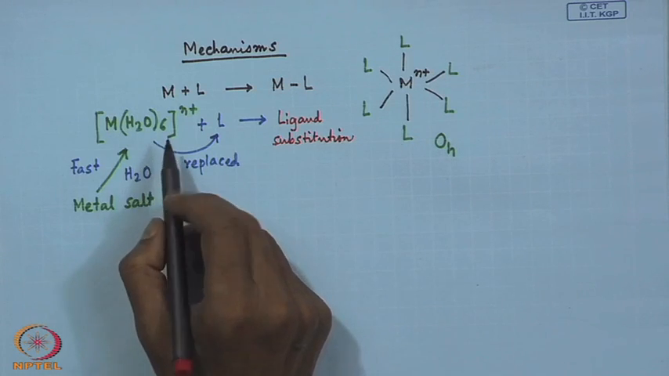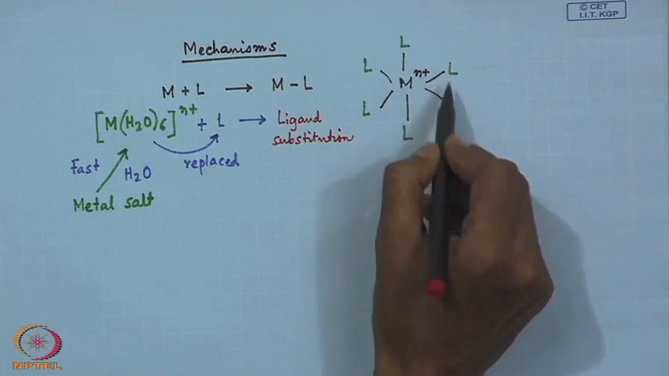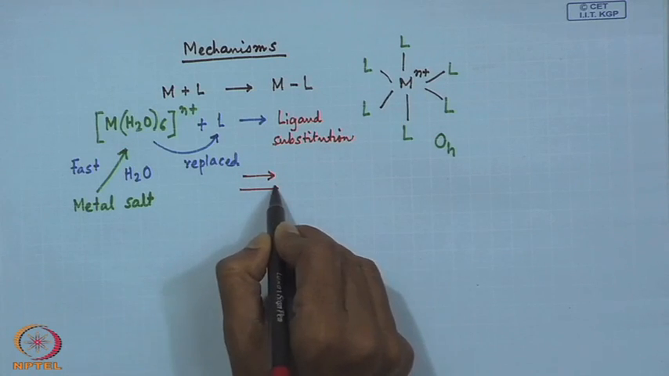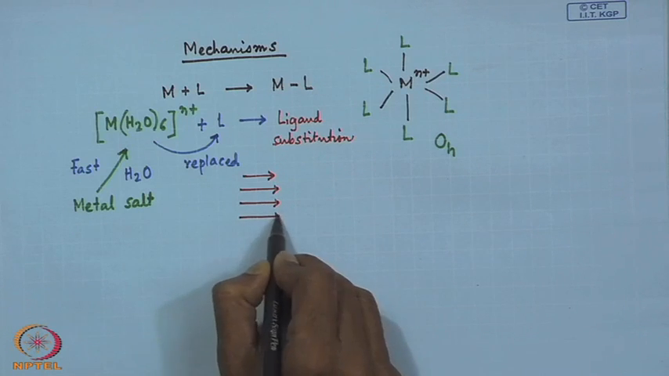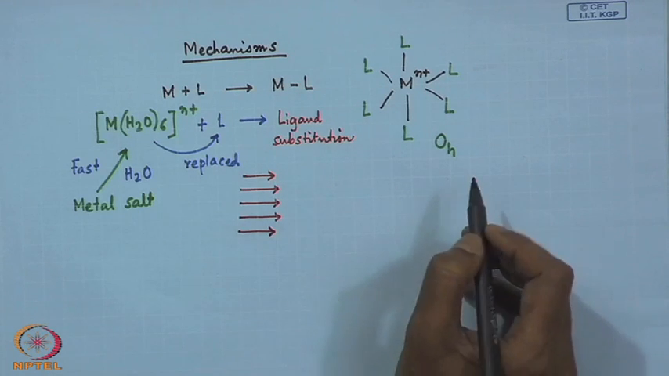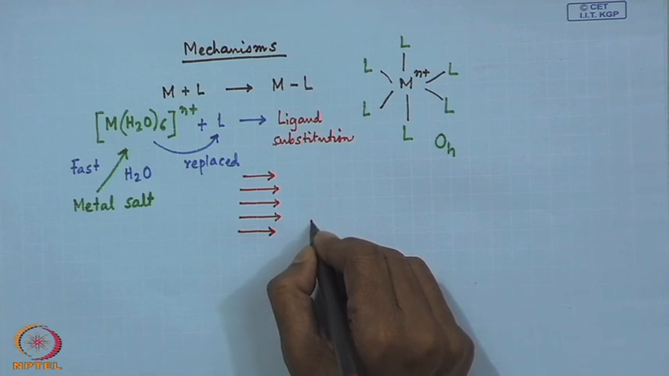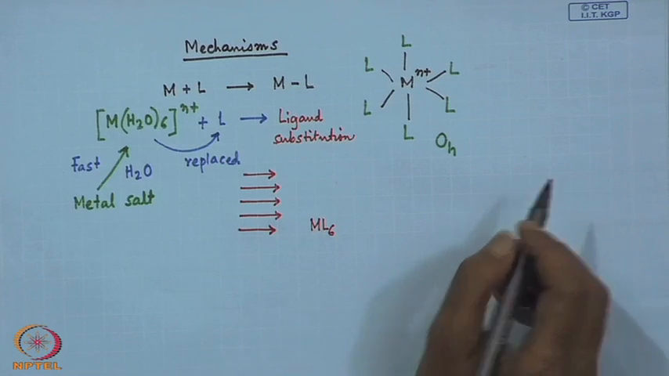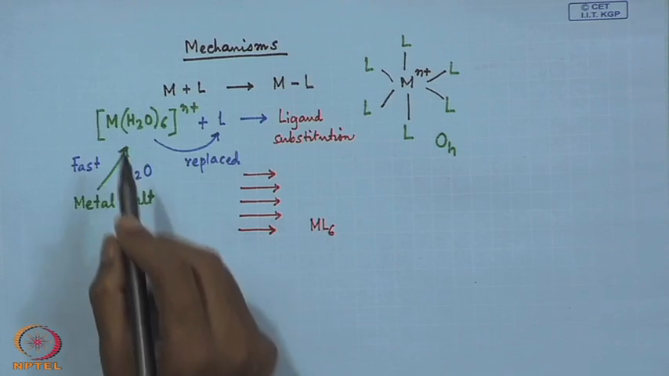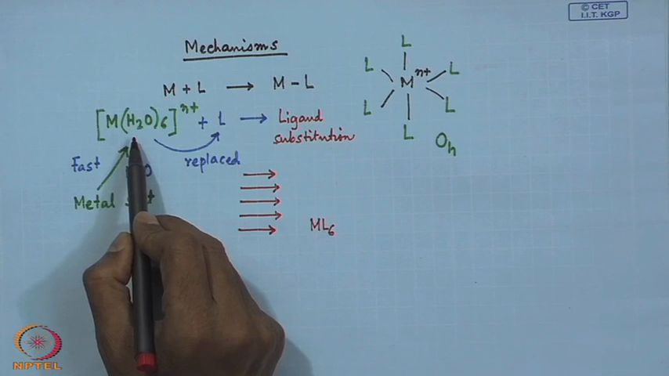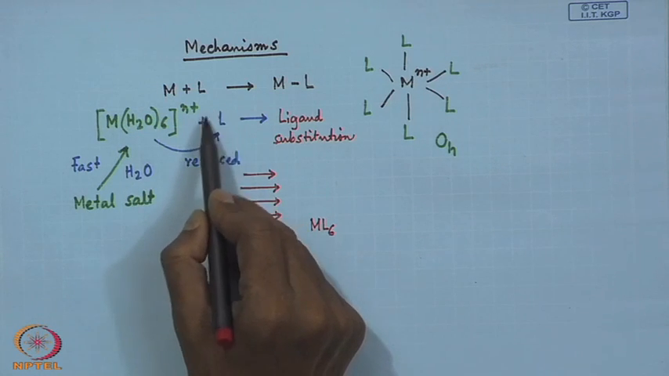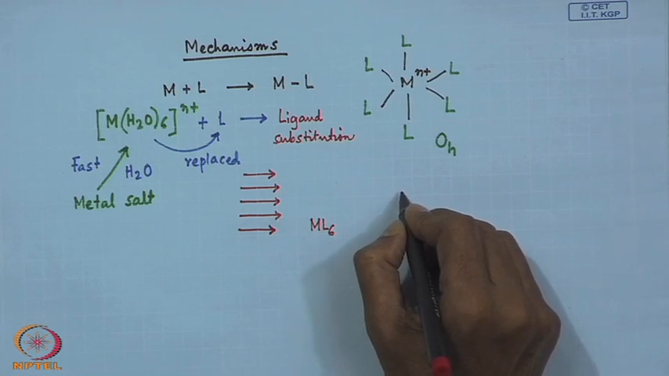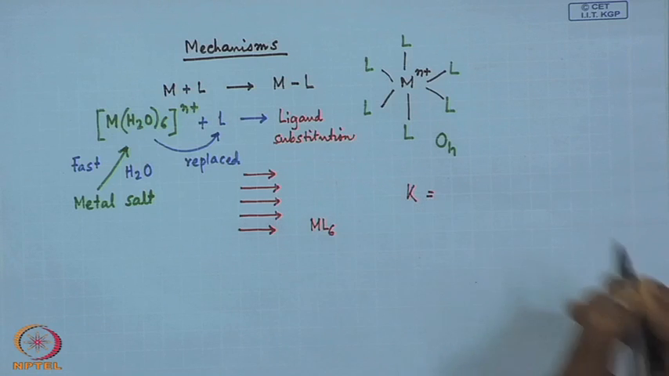For 6 ligands to occupy positions 1, 2, 3, 4, 5, 6, we therefore get all 6 steps, and ultimately we can have a corresponding ML6 species. If we can monitor the concentration of either the free metal salt or the aqua complex in solution, and we know the concentration of the ligand, we know that the equilibrium formation constant K can be found out.